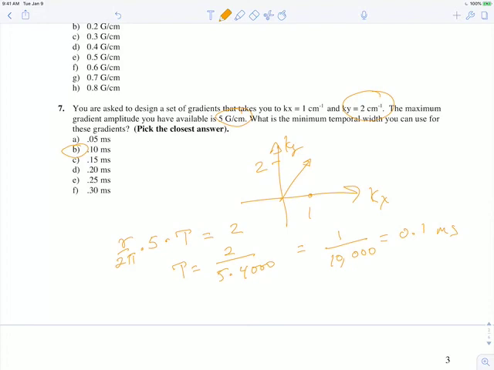All right. So the key to this was just realizing that, given 2 places in k-space, the one that's farther out is going to require more area, so that's going to determine the time it takes. Any questions?